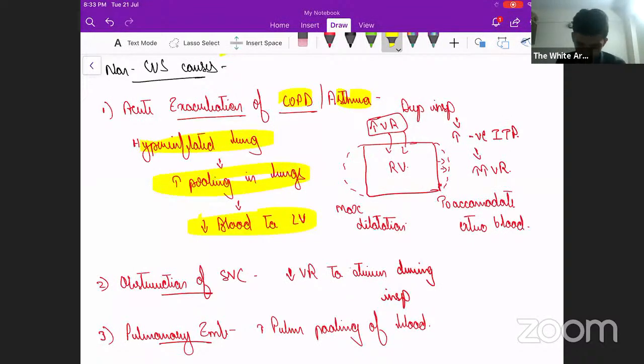One more is, when there is acute exacerbation, the patient will take deep inspiration. The patient will be gasping. So inspiration will be deep. When this happens, intrathoracic pressure will be even more negative. When this happens, venous return will be even more. So there will be maximum dilatation of the right ventricular free wall. After that, what happens? Again, some amount of bowing of the interventricular septum takes place to accommodate the extra blood. So that will again lead to a decrease in the left ventricular volume. So this is the reason.